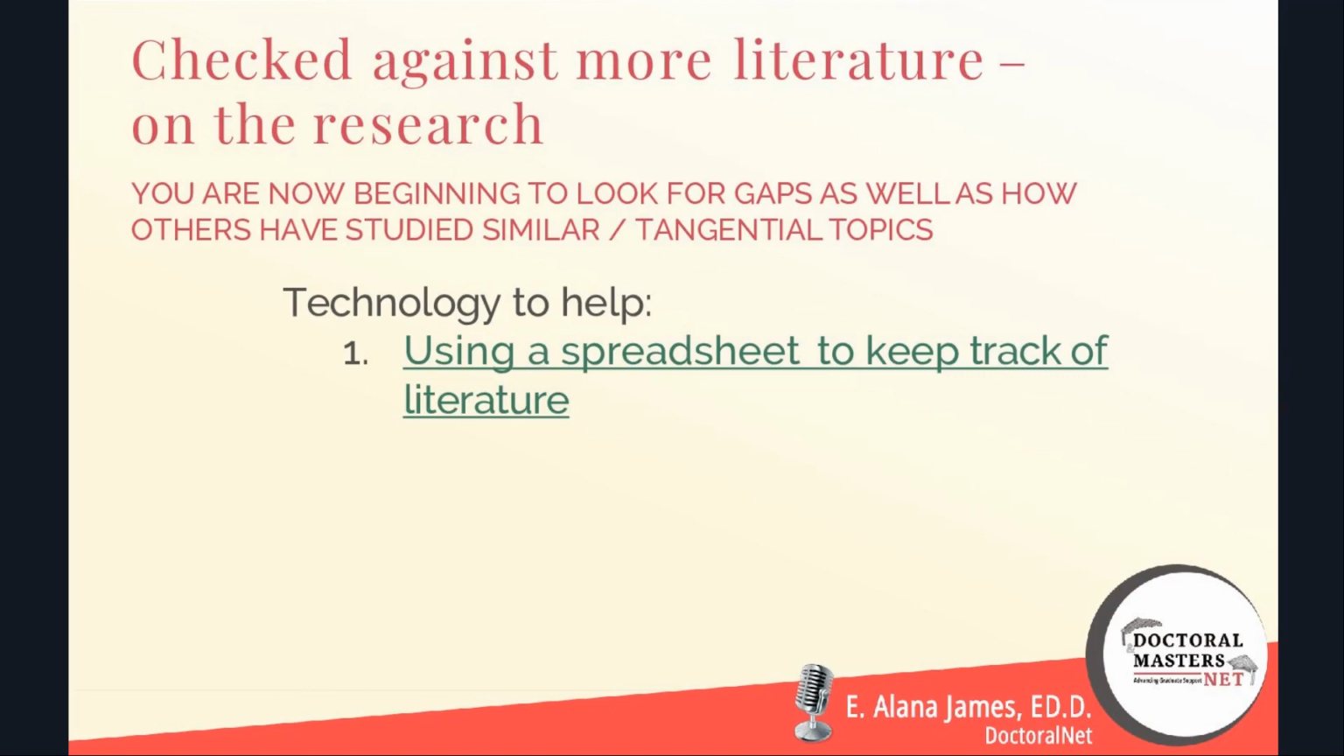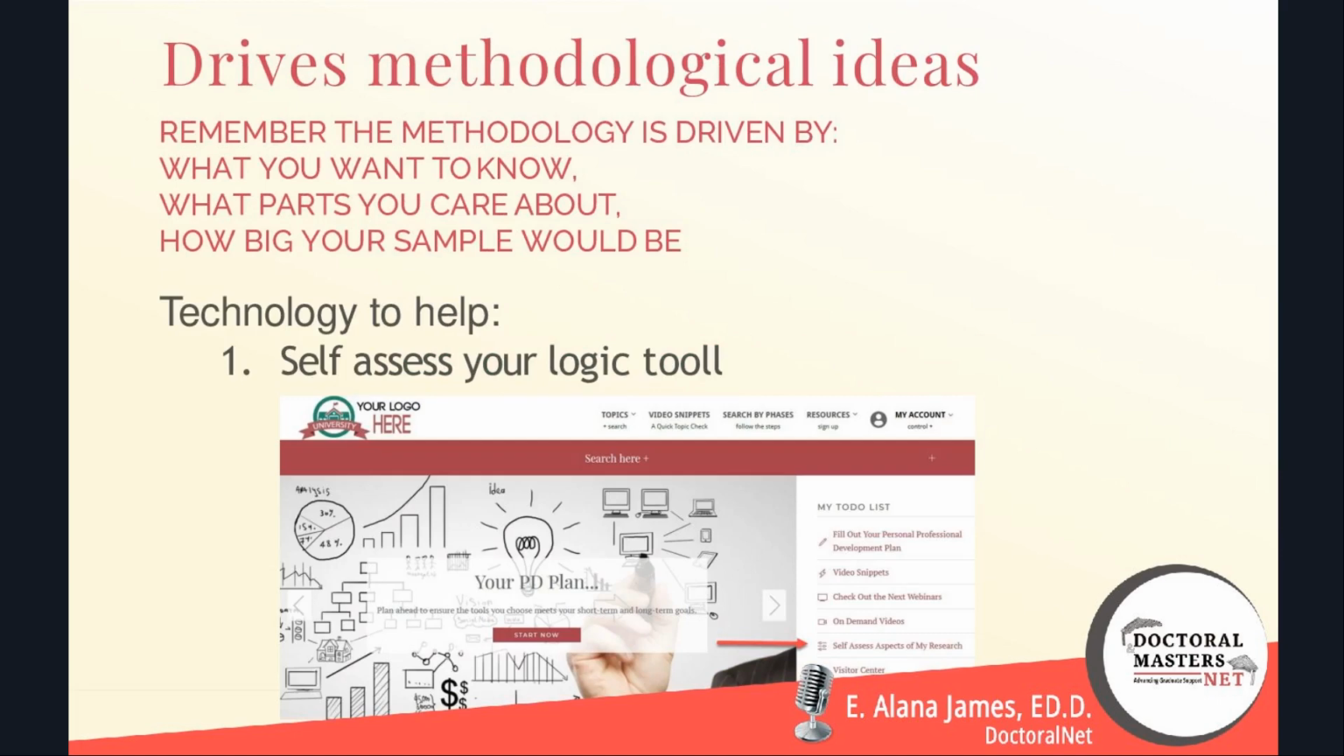Then you go back and you check these new ideas against your literature. And at that point, you might, and here's the link I talked about in the slides, use a spreadsheet to keep track of literature. The link will take you to the webinar that we had a few weeks ago that talked about bibliographic software and how to use a spreadsheet in tracking literature. So you're now sort of along your way.